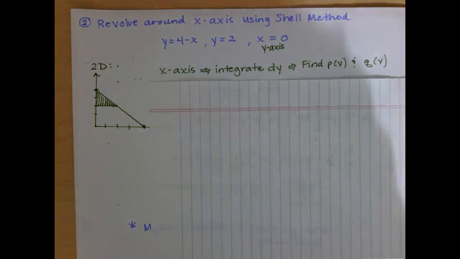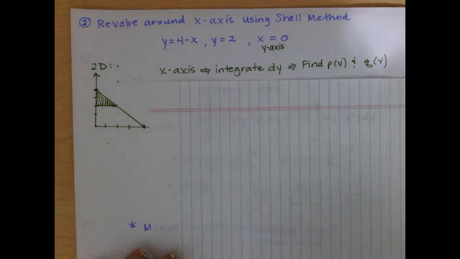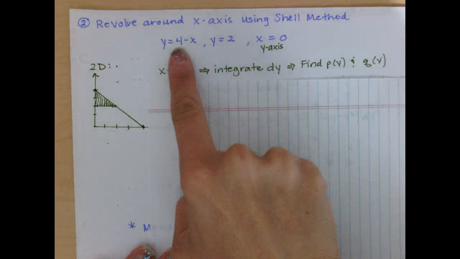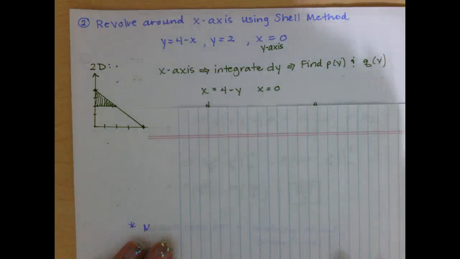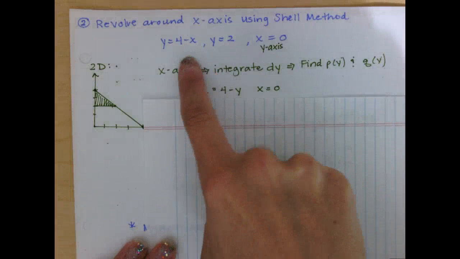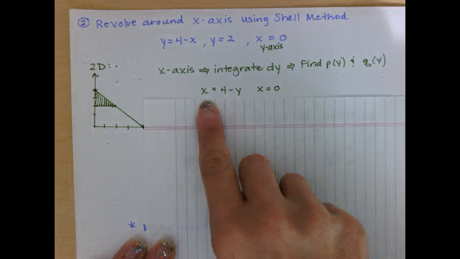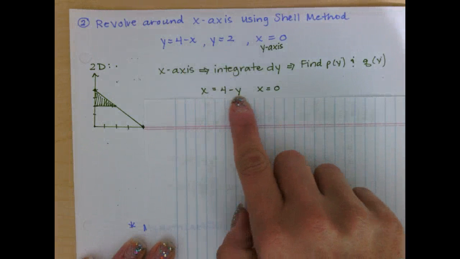Alright, now remember shell method seems backwards, where if we're revolving around the x-axis, it actually means that we're integrating with respect to y. So, because of that, I need to take each of my functions and rewrite them in terms of y rather than in terms of x. So think about in this first function, how am I going to isolate x? Well, I'm going to get x alone by adding x over to the other side and then subtracting y. So x equals 4 minus y is one of my functions.